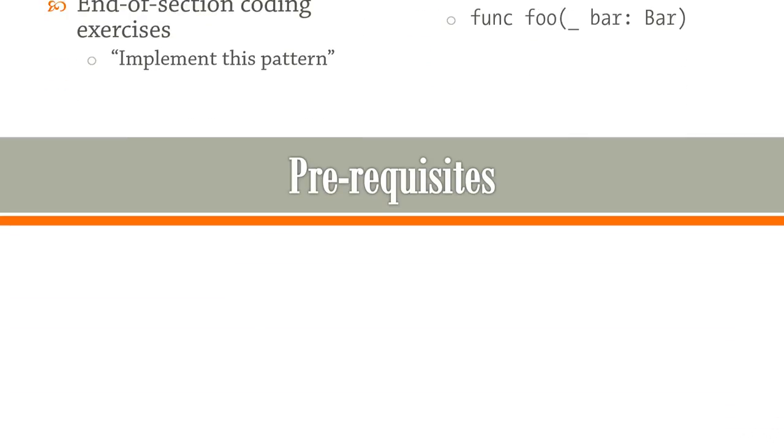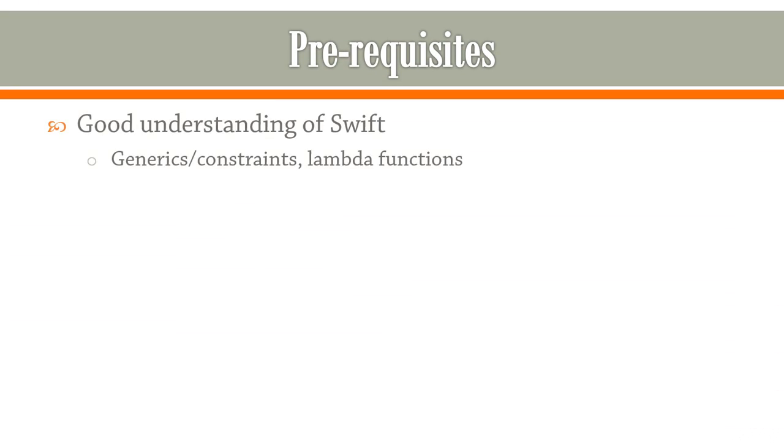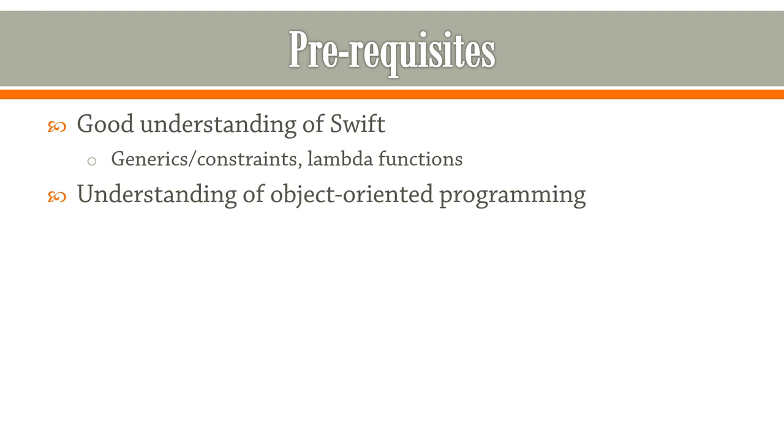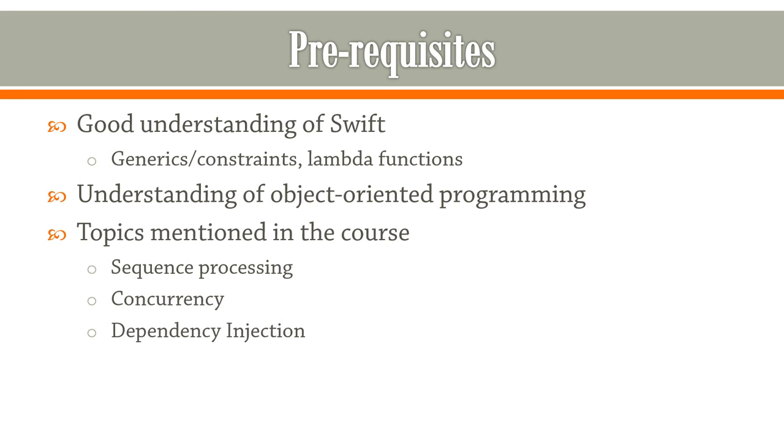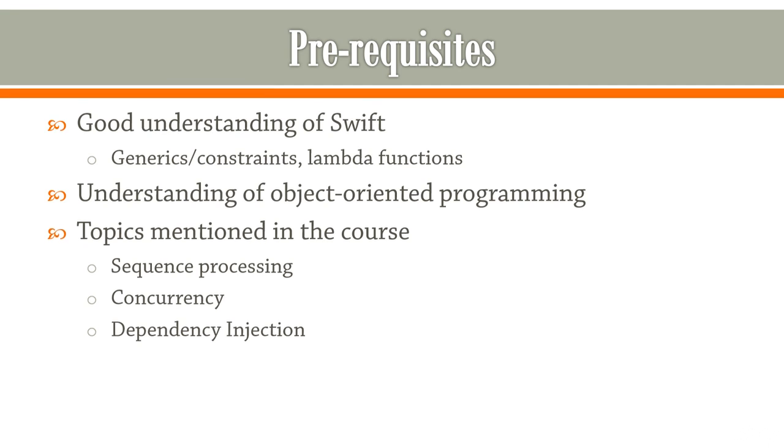So what are the prerequisites for this course? Well, first of all, you have to have a good understanding of Swift. So I'm going to be using things like generics and generic constraints and lambda functions, and I hope that you understand how these things work. In addition, you need to have a general understanding of object-oriented programming, so things like inheritance and access modifiers and that sort of thing. And finally, some of the topics I'm going to mention in this course in relation to the design patterns include things like sequence processing, so reactive extensions, concurrency, dependency injection, and some of the other common architectural approaches.